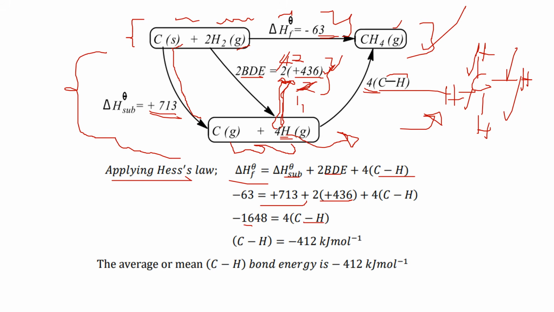For us to get the mean or average bond energy, we divide through by these 4 across all sides, so that we can get the average bond energy for a single carbon to hydrogen bond, which is negative 1648 divided by 4, to give us negative 412 kilojoules per mole as the average bond energy for the carbon to hydrogen bond. So we conclude that the average or mean carbon to hydrogen bond energy is negative 412 kilojoules per mole.